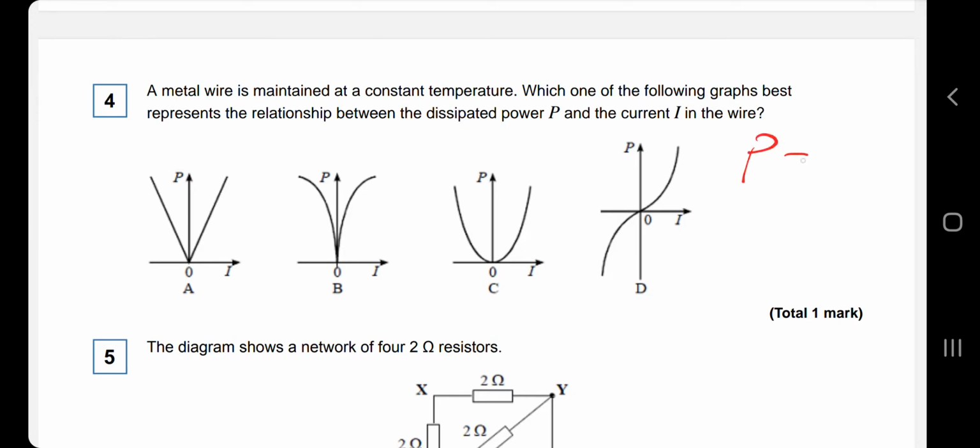Simply, power is equal to I squared R. R is constant. So power is proportional to I squared, which is the old Y equals X squared type graph. So the answer must be C.